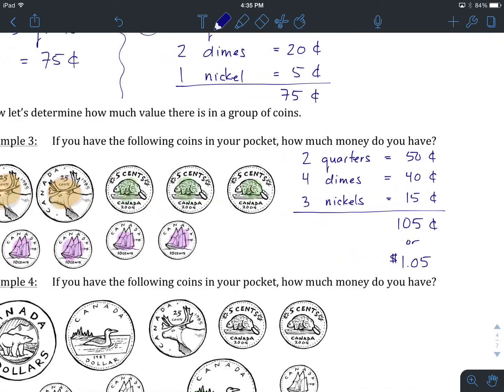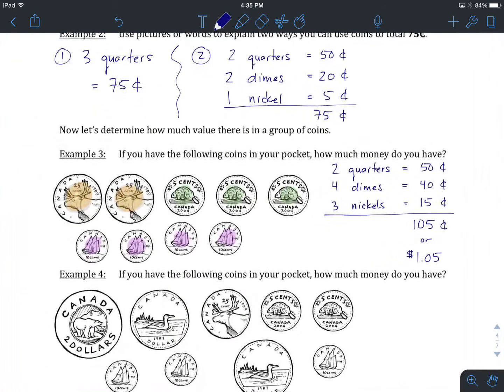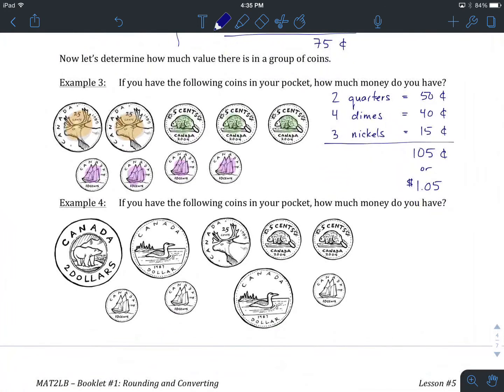So this is the method for doing it that will help us get to an answer quickly. What I'd like you to do now is try to do something similar for example 4. I'll come back and we'll do it together, but I'd like you guys to take a crack at it on your own. So hit pause here, come on back when you're done, and we'll have a look at how much money we have in our pocket in example 4.